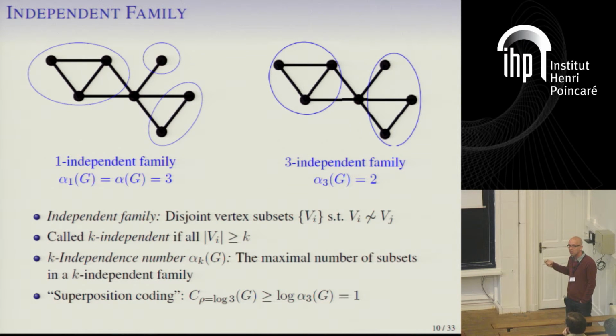Right? So we can send 1 bit in this way to the bad receiver, and log 3 bits to the good receiver. So the way we described it, we just realized that C rho for rho equals log 3 is at least 1. And this is actually log of alpha 3 of G. So more generally, C rho of G is at least log alpha 2 to the rho of G. And it might look like this family, by the way, is better than this family because this guy here is a singleton and we can't use it. But actually, it turns out, as maybe you'll see in a minute, that this might be more useful.